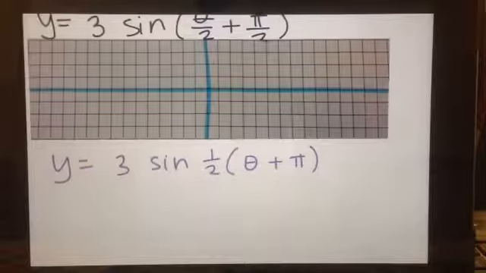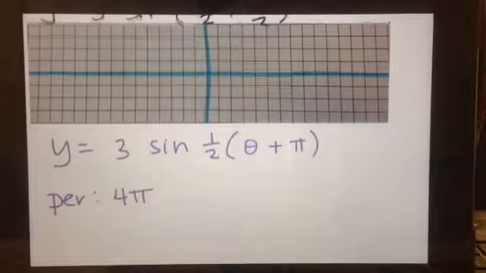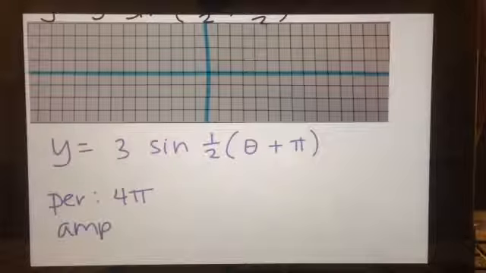So the period of my graph, it looks like I should be taking half of 2 pi, but I do the opposite of that. So 2 pi times 2 is 4 pi. And then the amplitude of my graph is going to be 3.